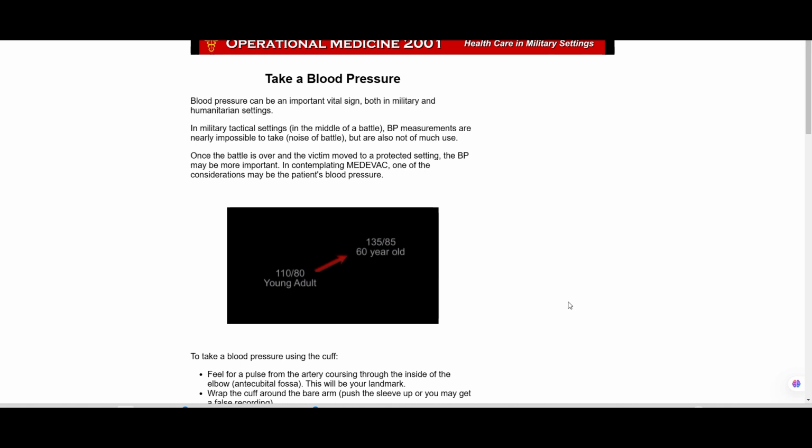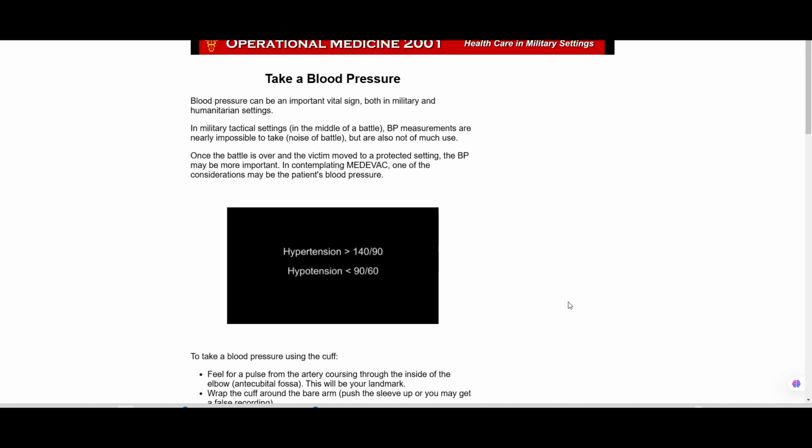Blood pressure is the pressure exerted by the blood on the walls of the blood vessels within the systemic arterial system. Normal systolic pressure for a young adult is 100 to 120 millimeters of mercury. Diastolic pressure is about 80. Blood pressure increases gradually with age. Normal systolic pressure for a person 60 years old is 130 to 140.